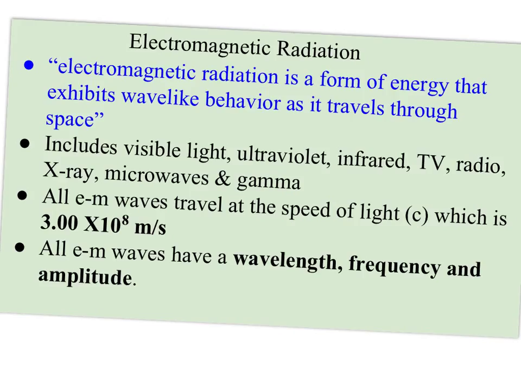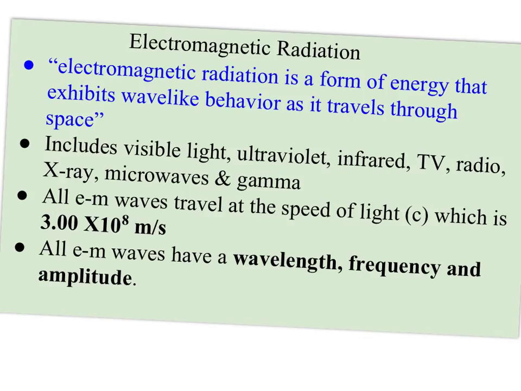I know that sounds kind of complicated, but if you look at the list, this is pretty much all the energy you can think of except for sound waves. So when you think of waves like visible light, the white light we see, or the pretty colors when it goes through a prism, or ultraviolet light, black lights, infrared, TV, radio waves, X-rays, microwaves, gamma waves, those are all types of electromagnetic radiation.